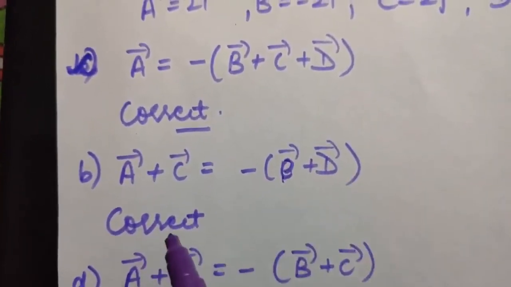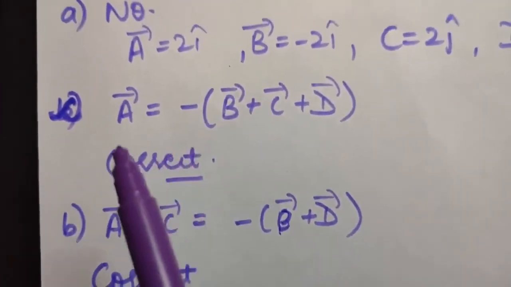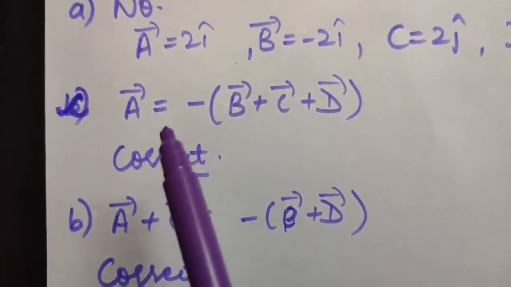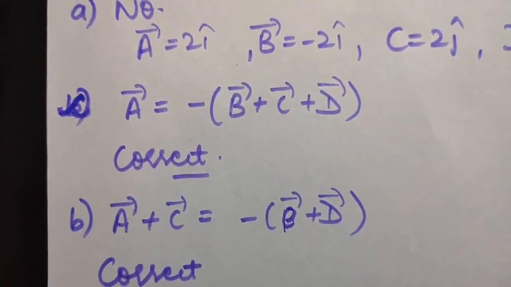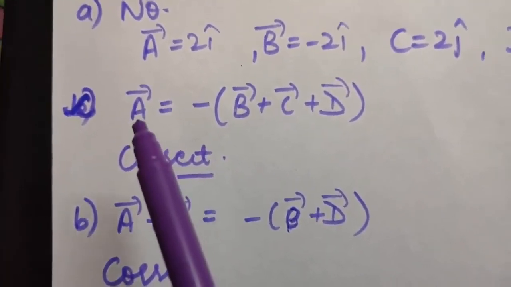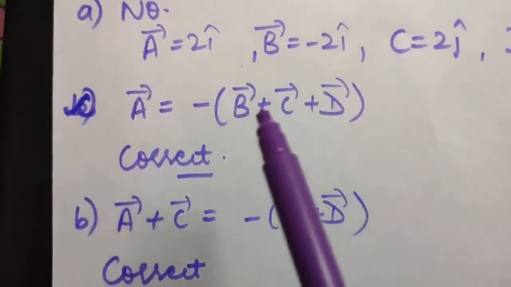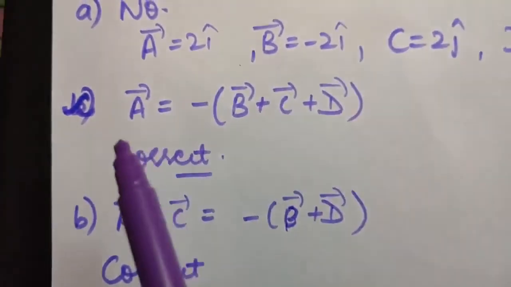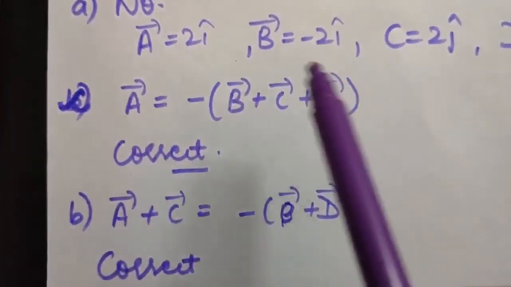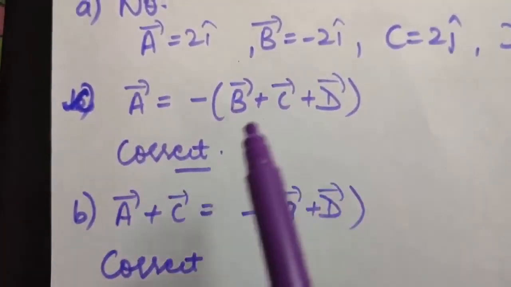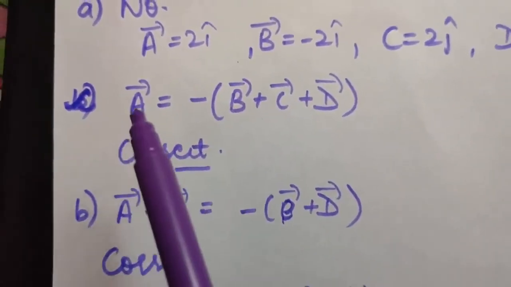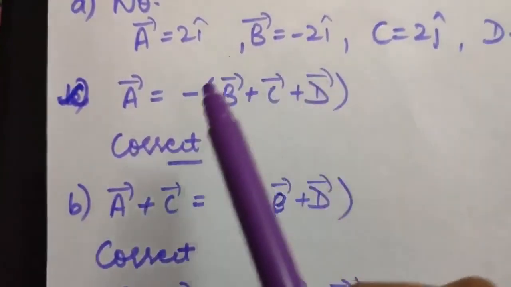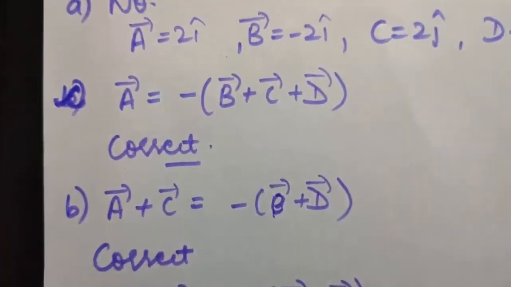So this is correct. C part says that the magnitude of A can never be greater than the sum of the magnitudes of B, C and D. Again, if you calculate A, that will come to be minus of B plus C plus D. So that means magnitude of A should never be greater. So this is also correct, because if magnitude of A is greater than the sum of them, then the answer will not come to be 0.